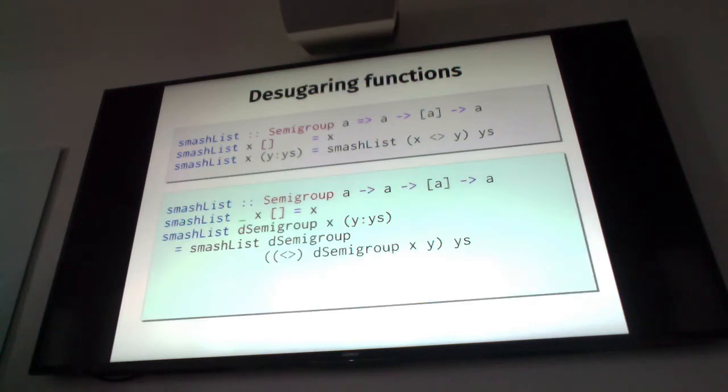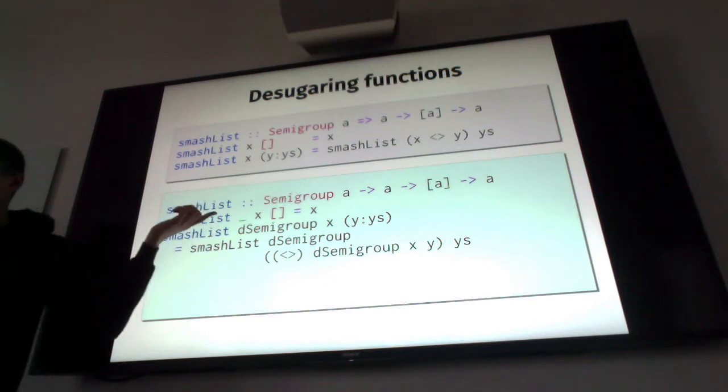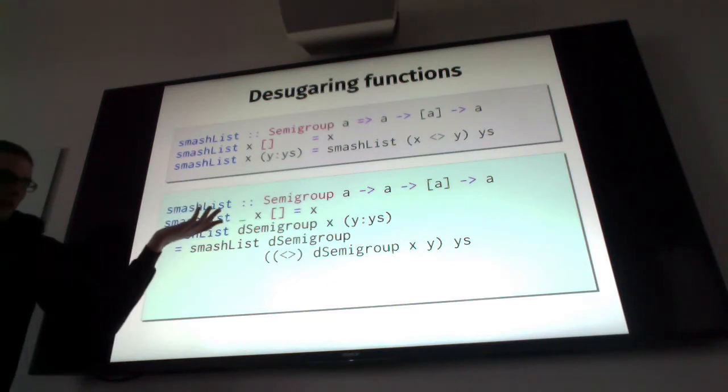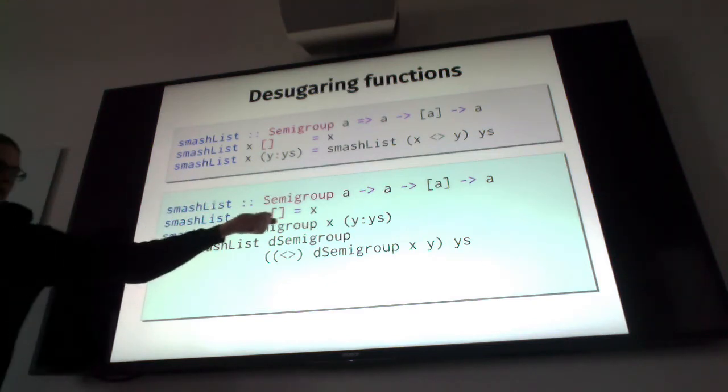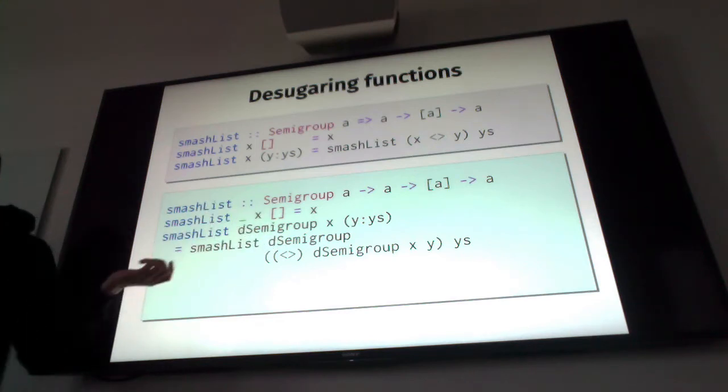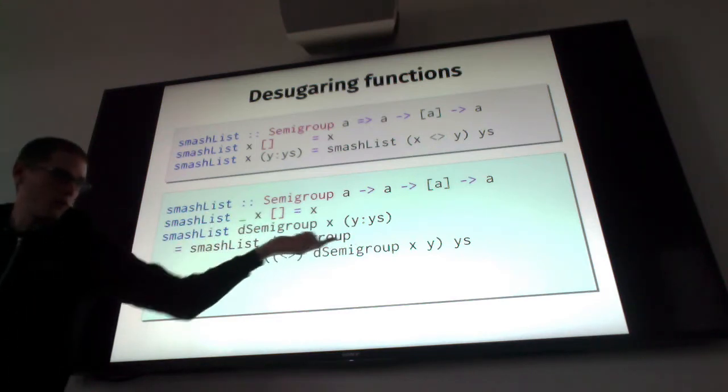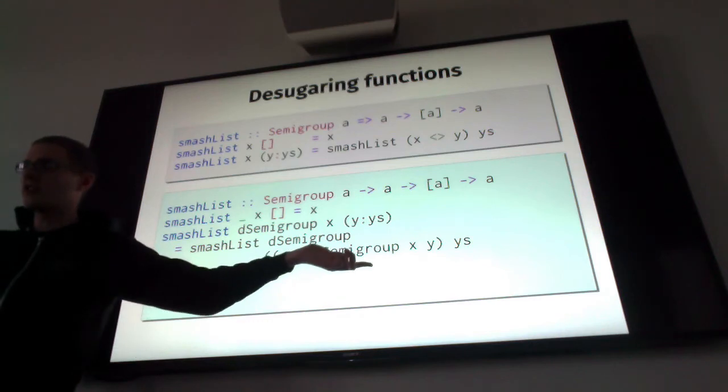But when we compile down to GHC Core, it becomes explicit. So now we have an actual extra argument corresponding to this semigroup dictionary. So we have to explicitly pass it around, and then when we call append, we have to grab the append implementation from that dictionary in order to use it.